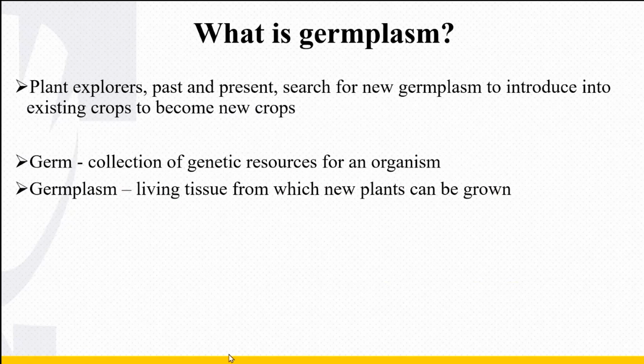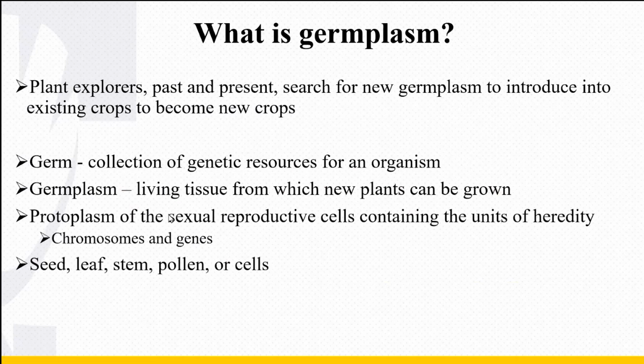So we would look for our germplasm. As I mentioned before, this is going to be maybe a seed or a leaf or a stem, pollen. Sometimes it could even just be a few cells that we can reproduce with, as long as they have those units of heredity. So when we talk about units of heredity, we're looking at those chromosomes and those genes that we can then pull something out of.